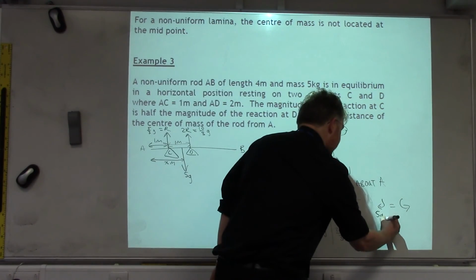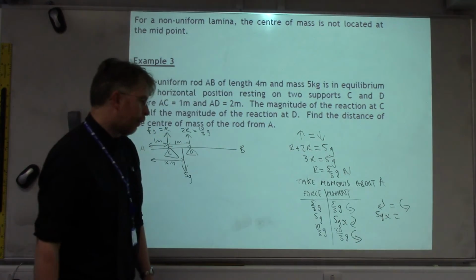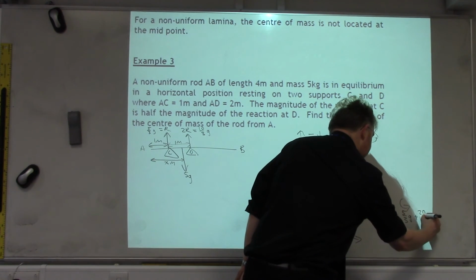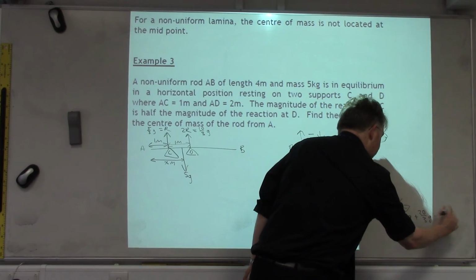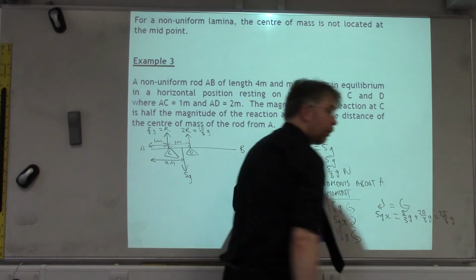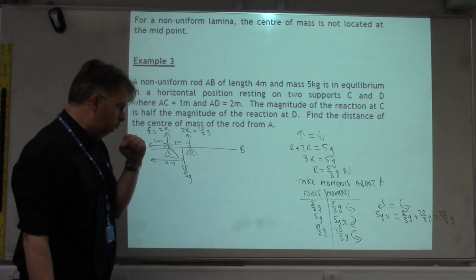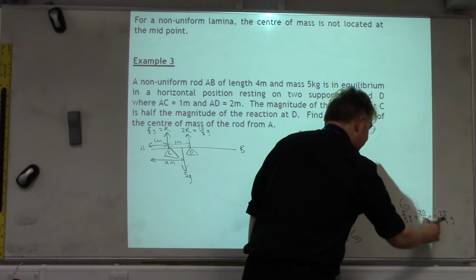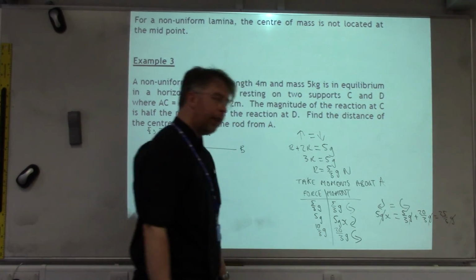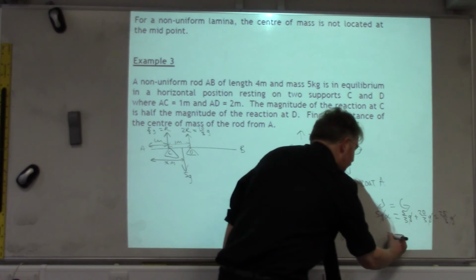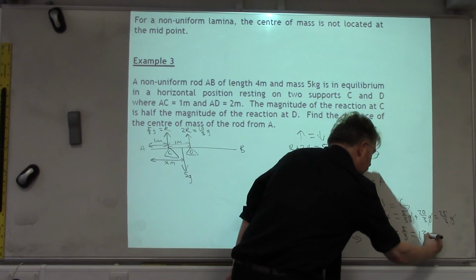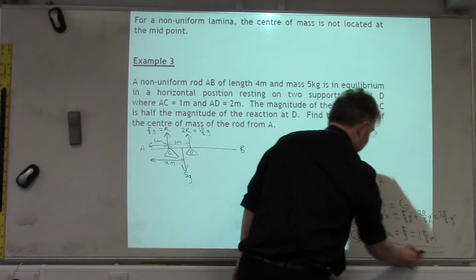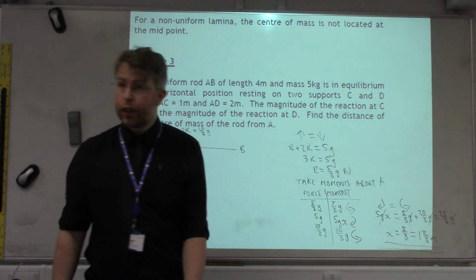5gx equals 5 over 3g plus 20 over 3g, which is 25 over 3g. Every term's got g in, so we can cancel the g's. Divide through by 5 and we'll have our distance. So x equals 5 over 3, or 1 and 2 thirds metres. And that concludes this section.